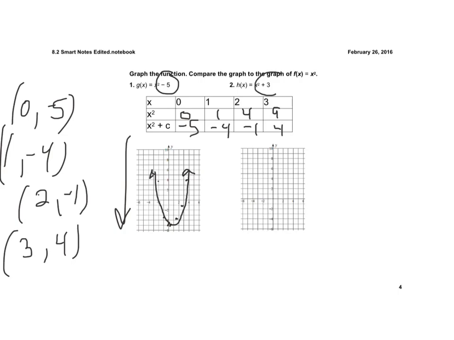This one would just shift the graph up 3 units. So I could just go to (0, 3), then I know it's that same shape. Over 1, up 1, over 2, up 4, over 3, up 9, and get my graph the same way. Again, plus 3 just moves the graph up 3 units.